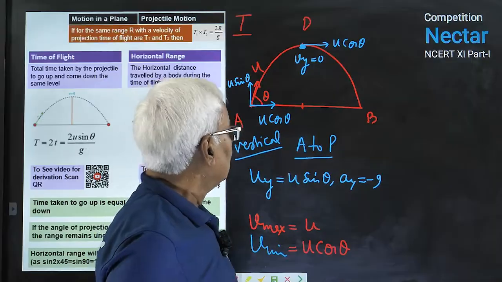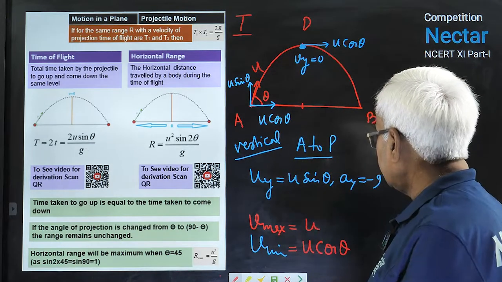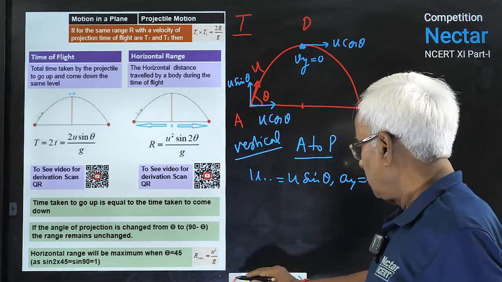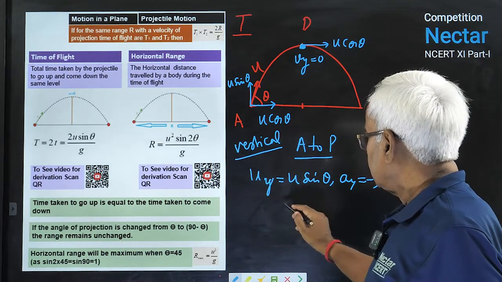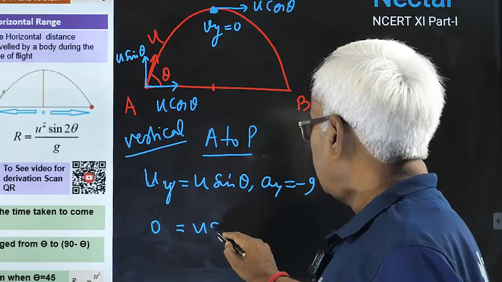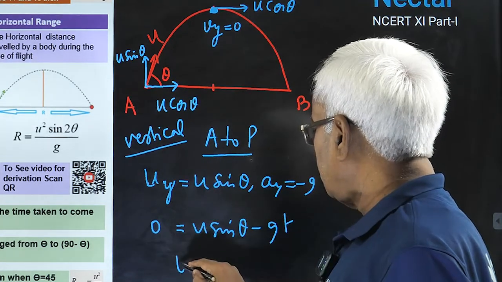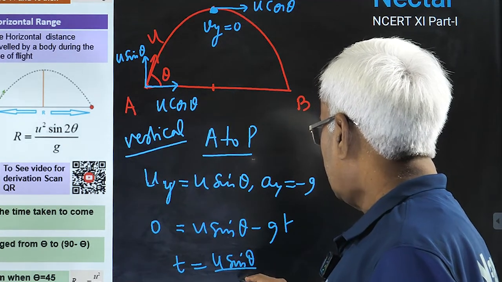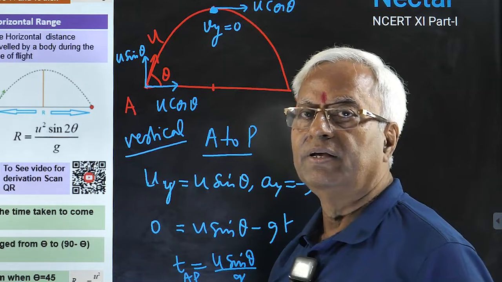Well, we are considering from A to P, then these two things you got. We want to have a formula. This is 0 at the highest point. 0 = u sin theta minus gt. t becomes u sin theta upon g. This is the time taken from A to P.